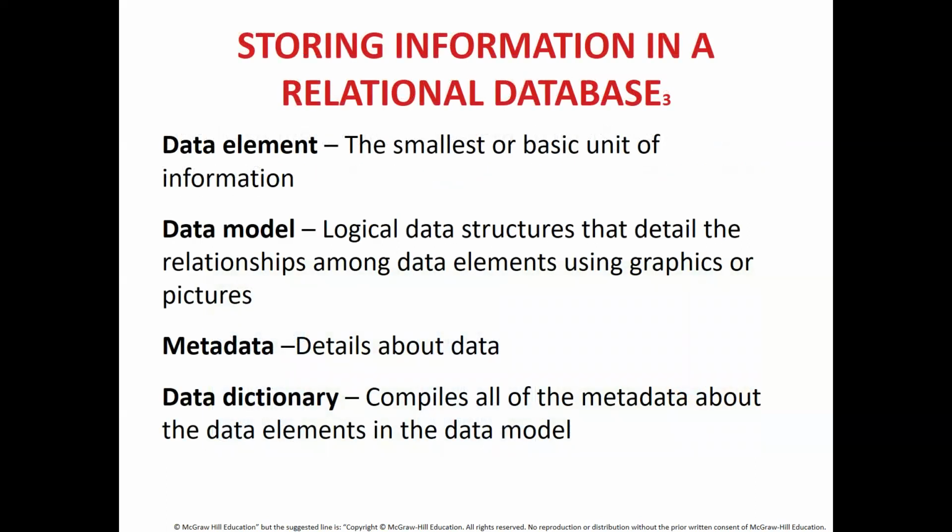Storing information in a relational database. So you have the data element, the smallest or basic unit of information; the data model, logical data structures that detail the relationships among data elements using graphics or pictures; metadata, details about data; and the data dictionary, which compiles all of the metadata about the data elements in the data model. So, data elements, once again, are the very basic units of information in a database. The data model shows the logical structure. They detail the relationships among data elements using graphics or pictures.